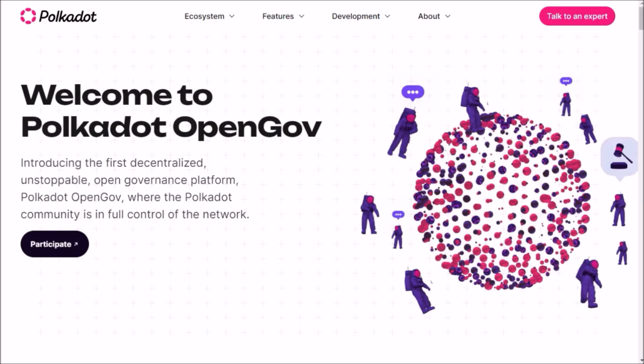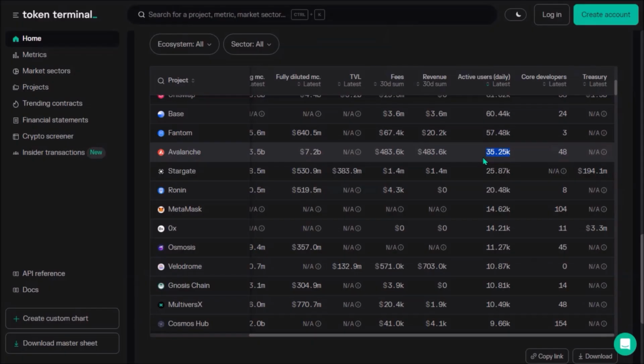And of course, thanks to the launch of OpenGov, Polkadot has made a big step towards becoming a truly decentralized network, so Polkadot is definitely much more decentralized than Avalanche. And being a truly decentralized protocol particularly comes in handy when the SEC starts knocking on the door with crypto regulation.